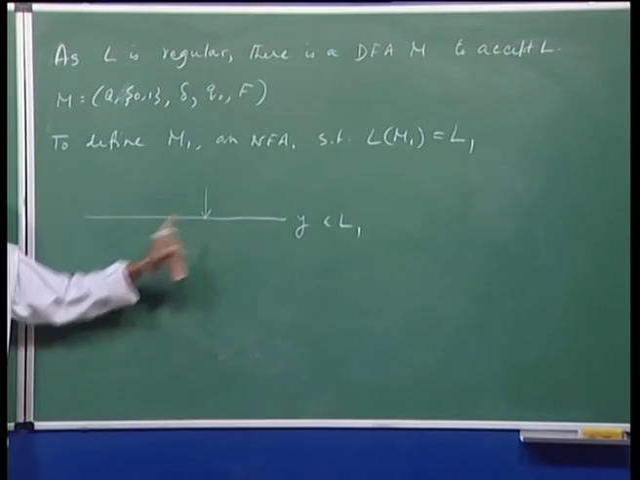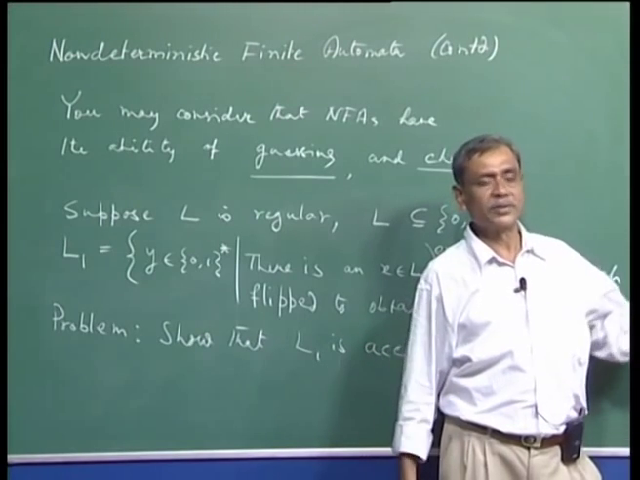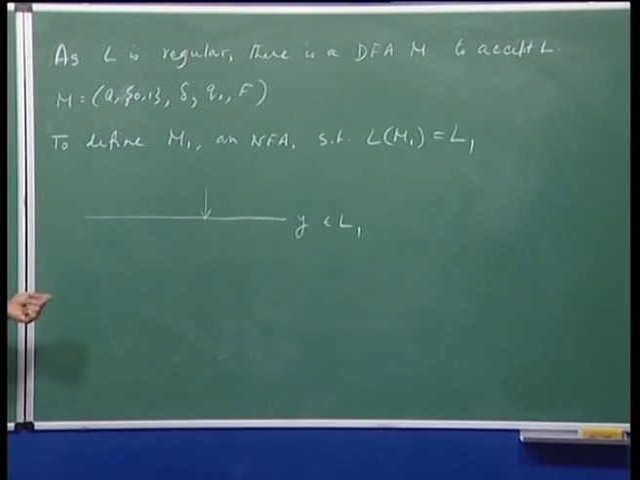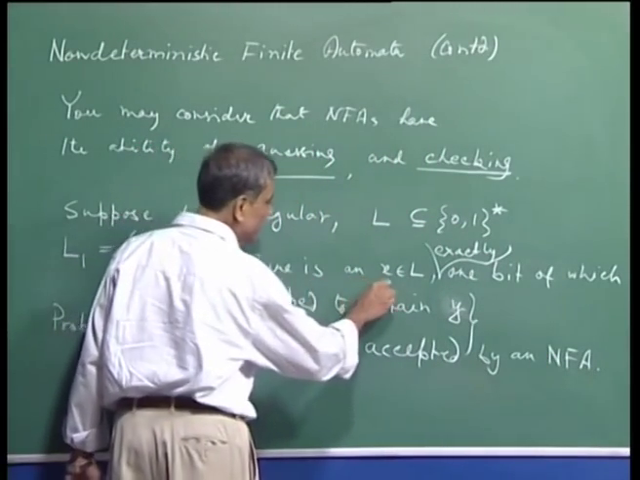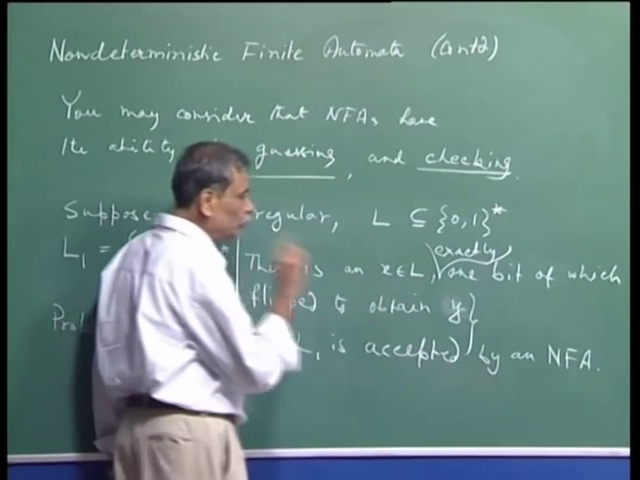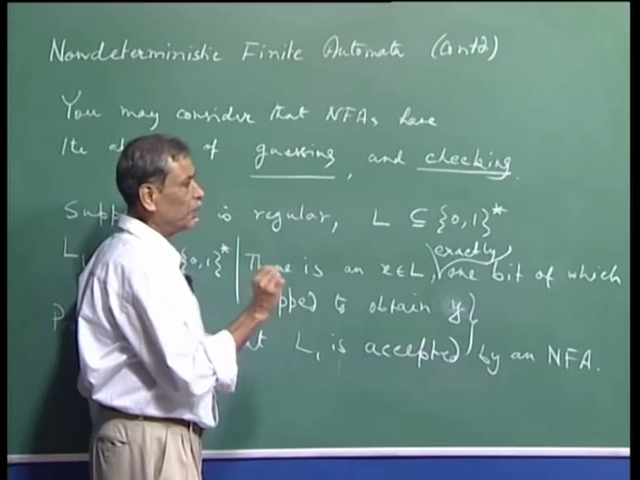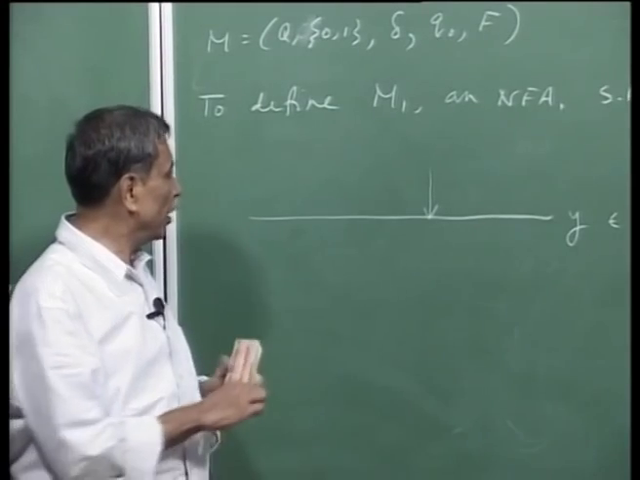The bit that is somewhere, that is here. But that is not enough. It is not saying that I have guessed and therefore this. But you need to verify this fact. What is it that you need to verify? There is an X in L whose one bit flip, exactly one bit flip, gives me the string that you have given me as input.